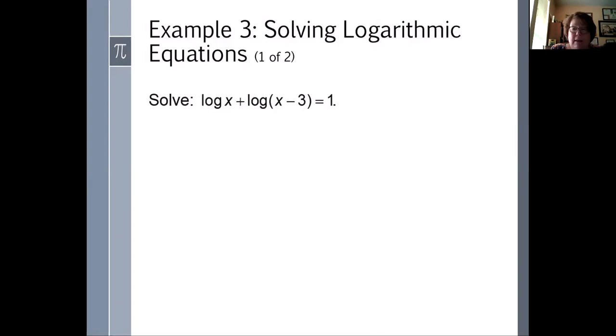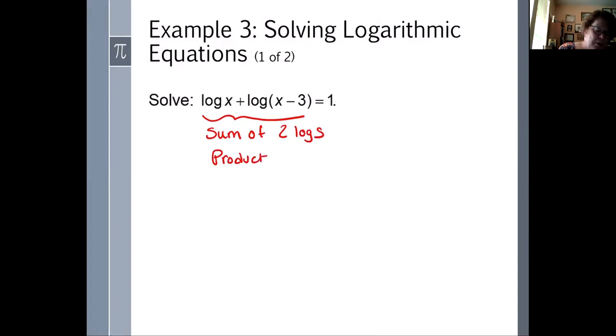But I can condense this by using the product rule of logarithms. If I have the sum of two logarithms, I can condense that to a single logarithm by writing it as the log of a product. So I'm going to do that. I'm going to take this sum of two logs, and I'm going to write that as a product. So I'm going to have the log of x times x minus 3, and that's going to equal 1.